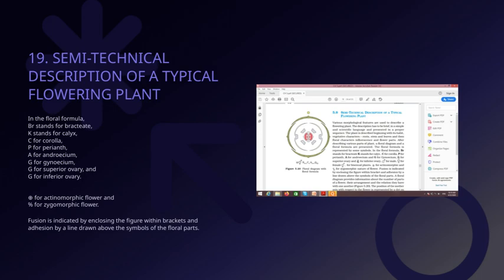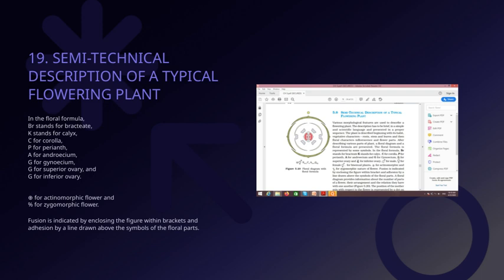In the floral formula, you'll also notice abbreviations for various floral parts. Br stands for bracteate, indicating the presence of bracts. K is for calyx, the sepals, C for corolla, the petals, P for perianth, which includes both sepals and petals, A for androecium, the stamens, and G for gynoecium, the pistils. Additionally, G appears twice, once for a superior ovary and once for an inferior ovary, showing their different positions relative to other floral parts. This detailed notation provides a compact way to describe the structure of a flower comprehensively.